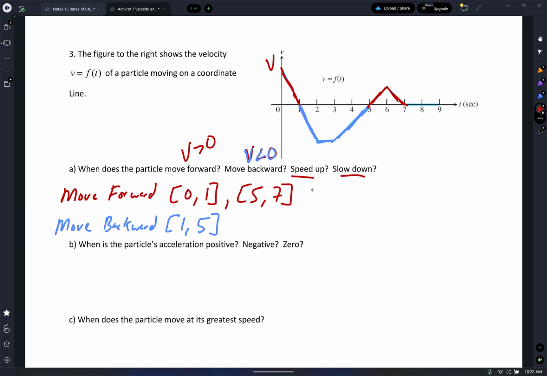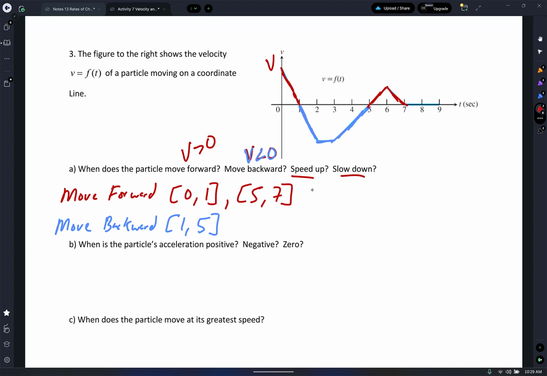All right. You guys are smart enough to know speed up and slow down by looking at the graph, but we need to know some definitions. Do you think I am speeding up or slowing down between 0 and 1? You're slowing down because the magnitude of that velocity is decreasing. Cool? And then between 1 and 2, you are speeding up.